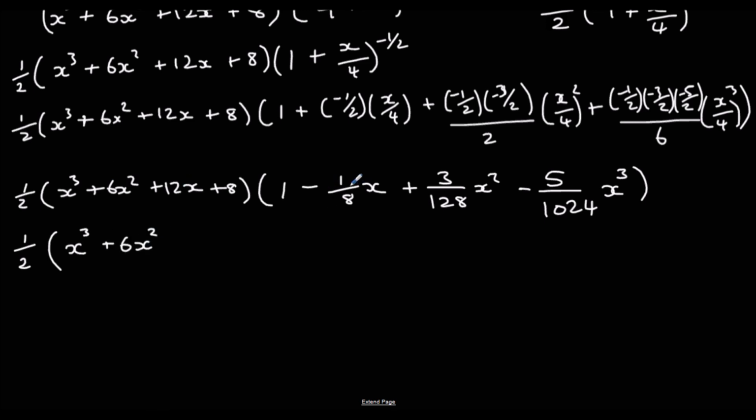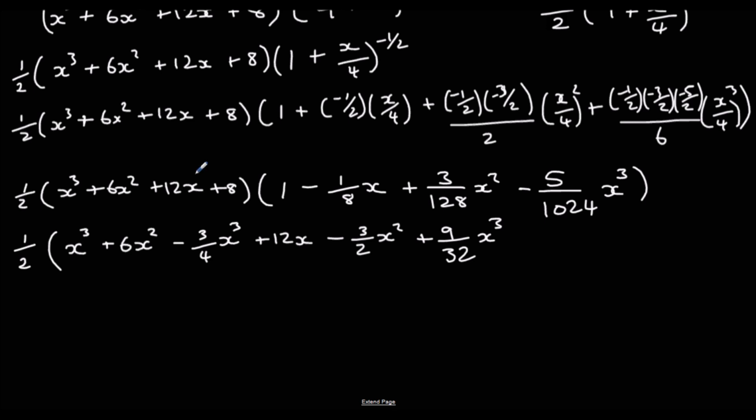6x squared times minus an eighth, that will be minus 3/4 x cubed. No more terms there are going to give us an x cubed or below, so we'll move on to the 12x. 12x times 1 is 12x. 12x times minus an eighth is minus 3/2 x squared. And 12x times 3/128 x squared, so 12 times 3/128 is 9/32 x cubed.